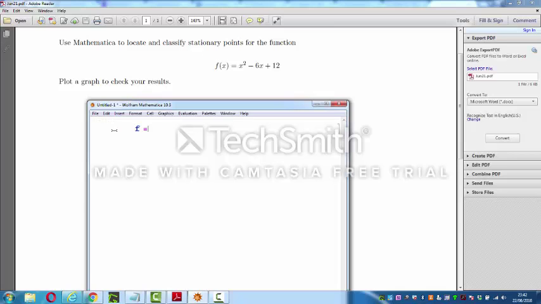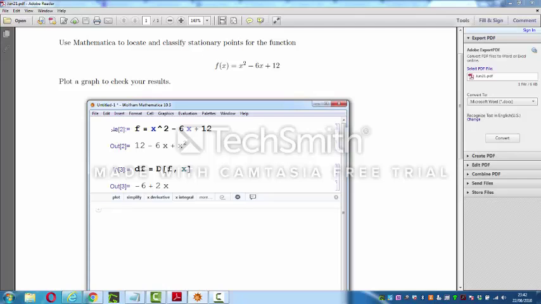We'll call it f is equal to x squared minus 6x plus 12. Now we're looking for stationary points, so what we really need to do is find the derivative df by dx, or f dashed of x, and then set that equal to 0. So we'll call the derivative df. It's a derivative of f with respect to x. So we process that: minus 6 plus 2x.